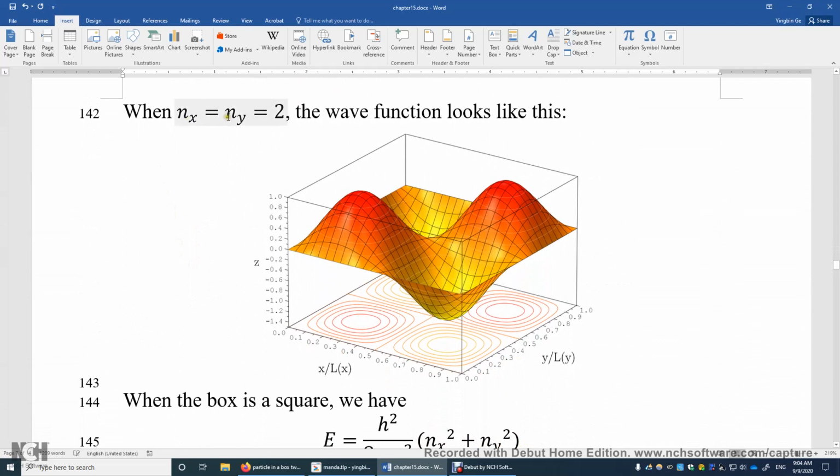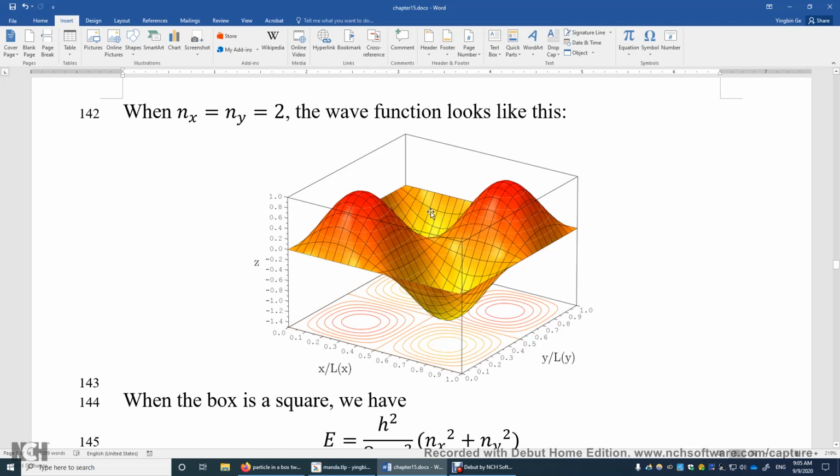If n_x is equal to n_y is equal to 2, we'll be able to observe one node in the x direction and one node in the y direction. So this is how this looks. Again, it's a product of two sine functions. So in this region, you can see x is less than 1/2 of a, y is also less than 1/2 of a. So the two sine functions, one of x, the other of y, are both positive. So that's why the wave function is positive. Over here, actually both sine functions are negative, but the product is positive. So in here, the sine function of x is negative, the sine function of y is positive.